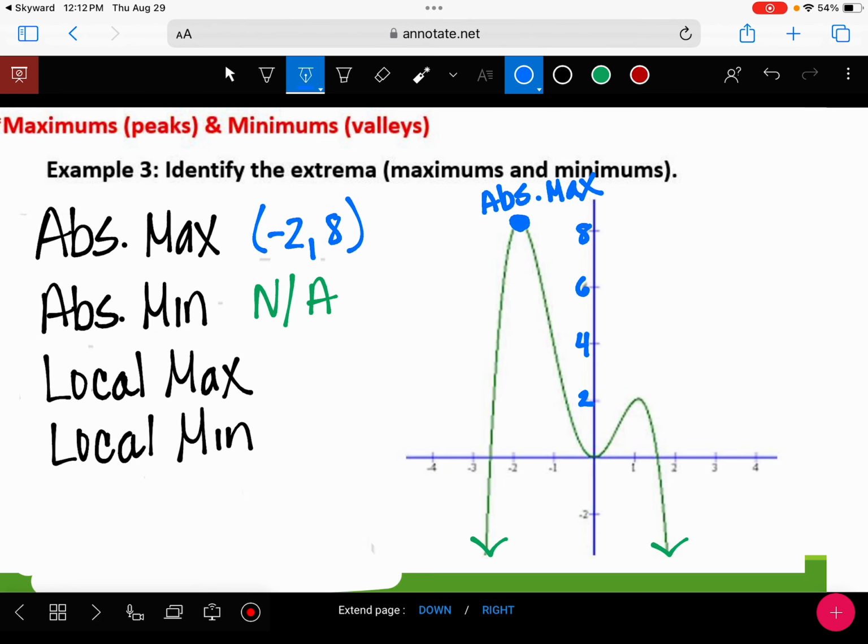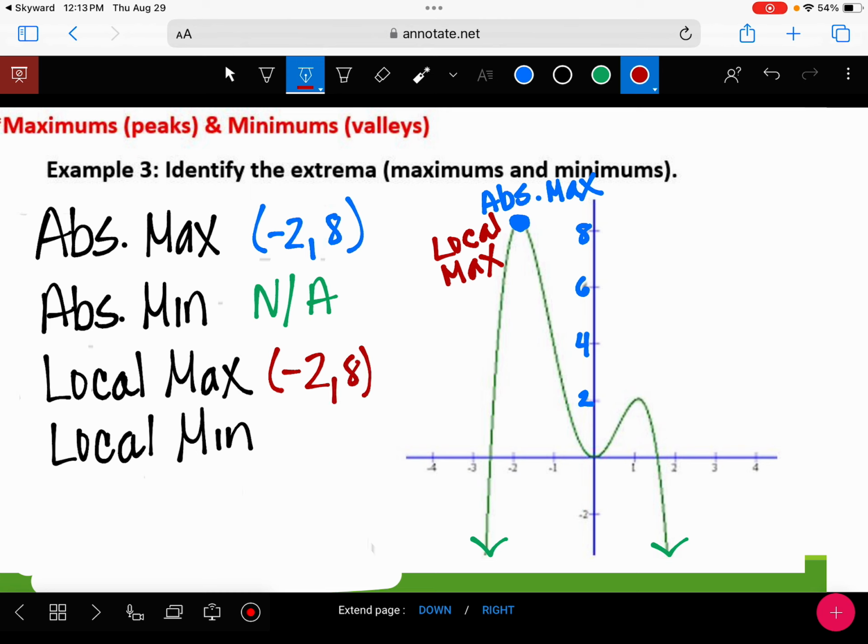Now, if it's an absolute, every absolute is always a local because a local max is all your hilltops. Okay, so this point here, because it's a hilltop, this is also a local max. So that point is 2 things. It's an absolute and it's a local.